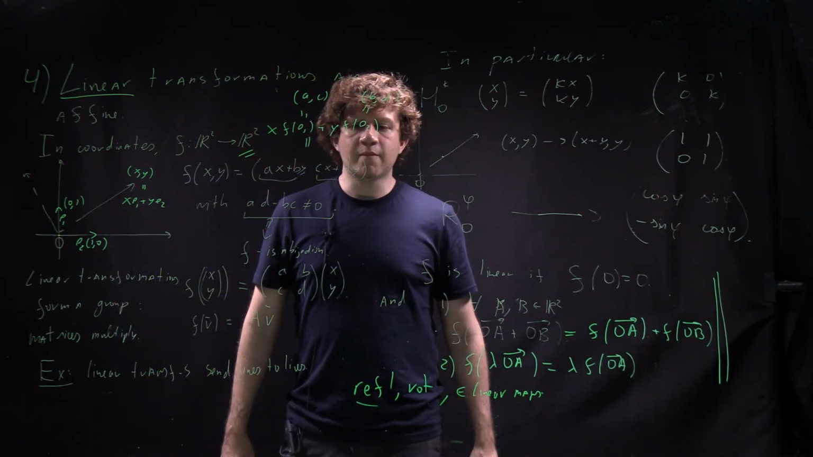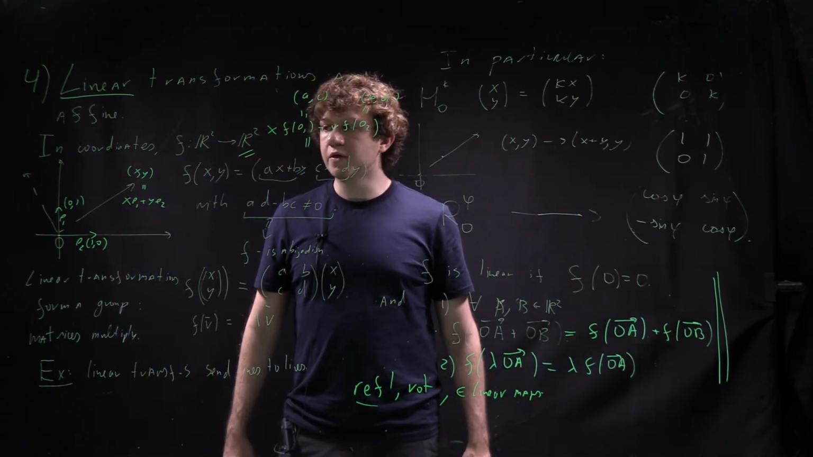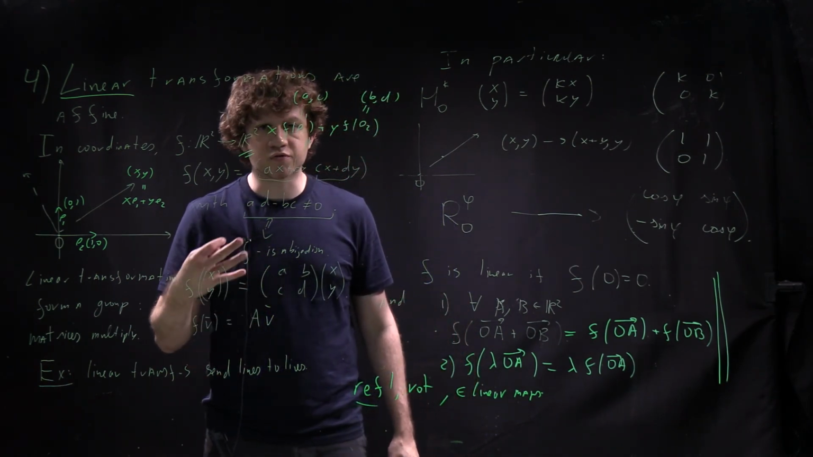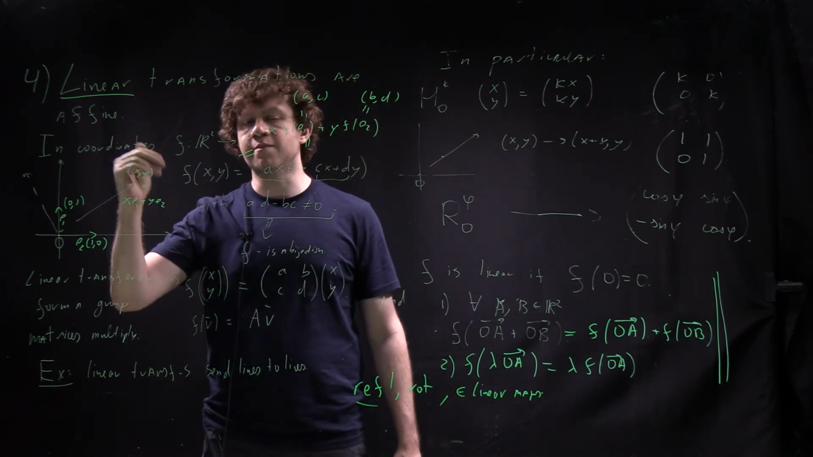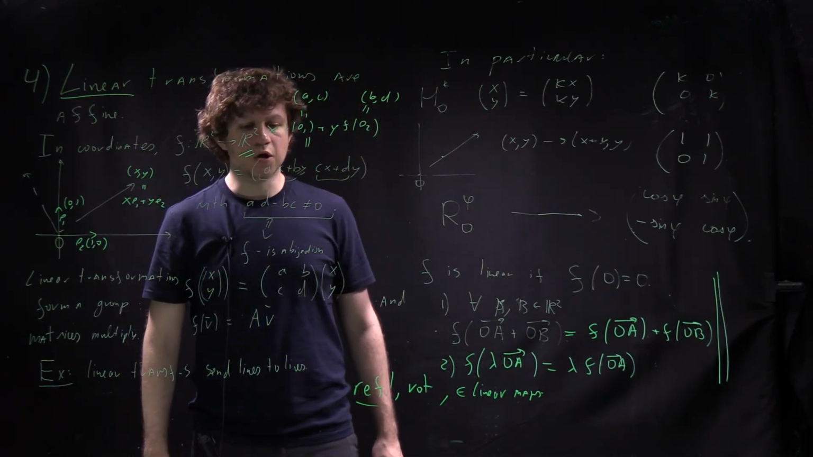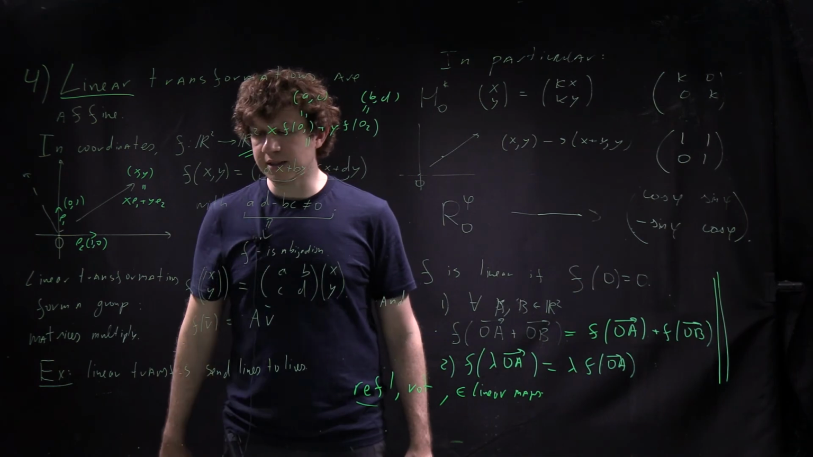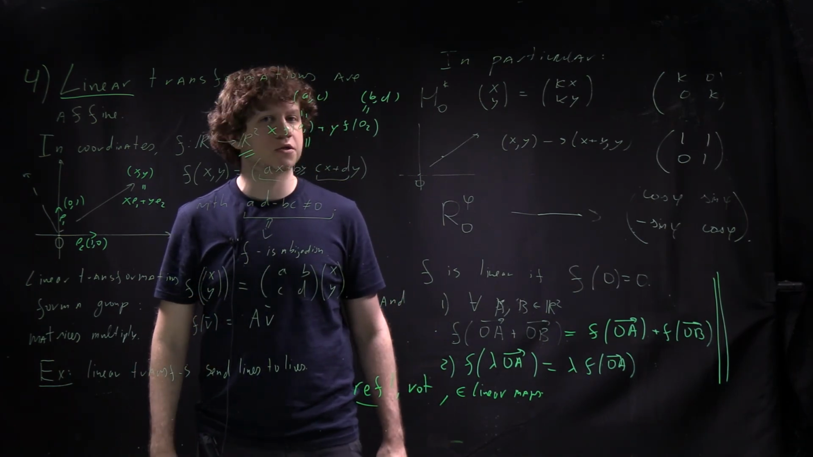So the main theorem I'm going to prove in the next lecture is a theorem saying that every affine transformation is a composition of a linear map and a parallel transport. So this is a fundamental classification theorem. It's not easy at all.